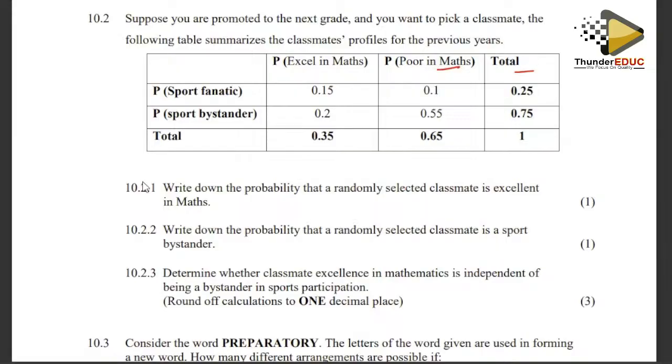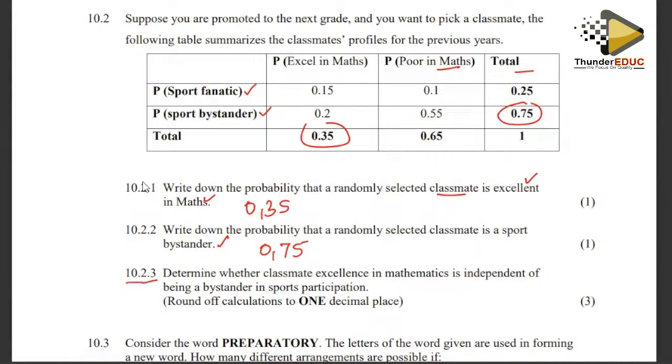10.2.1, write down the probability that a randomly selected classmate is excellent in maths. So excellent in maths, we don't care whether you're a sports fanatic or bystander. We just want excelling in maths, which is 0,35. Then write down the probability that a randomly selected classmate is a sport bystander. We don't care whether they excel or not. So this needs to be the 0,75.